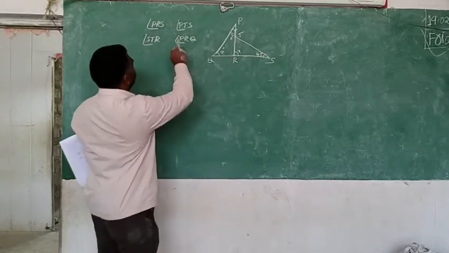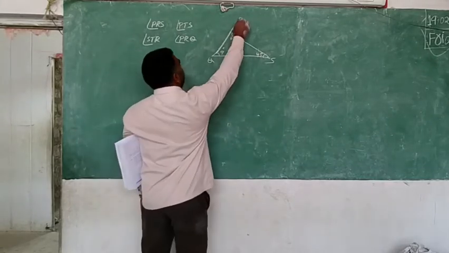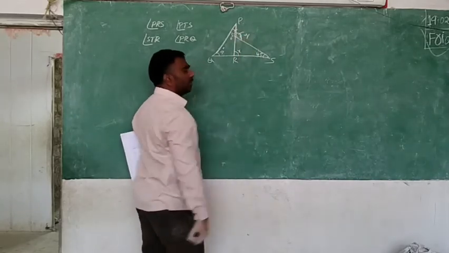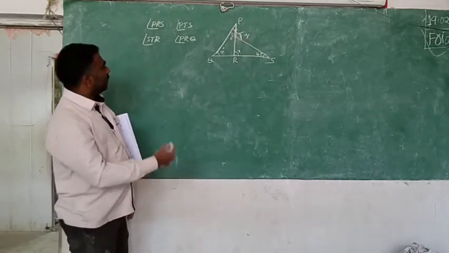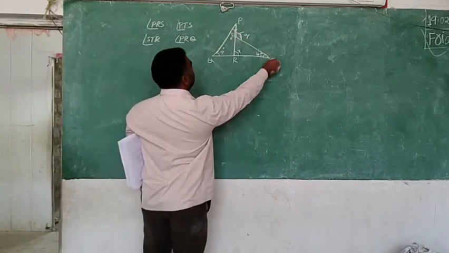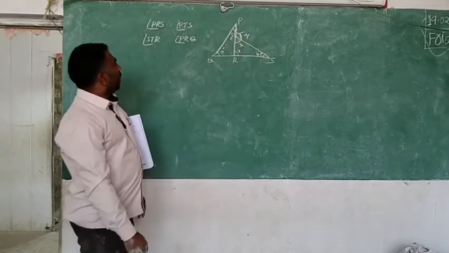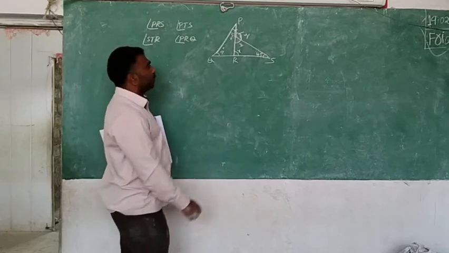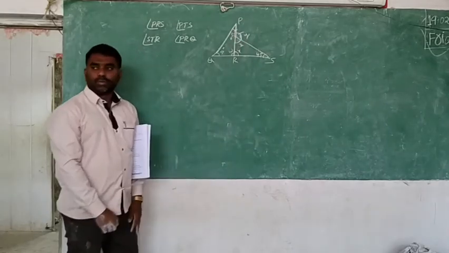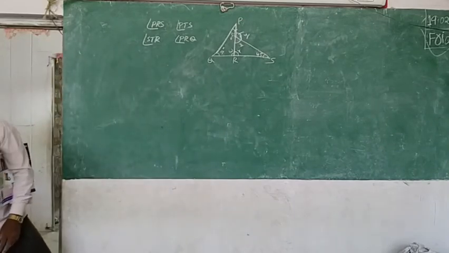Okay. Next, PTS. Where is PTS? PTS. This is Y, I am thinking. Next STR. SPR. Z, I am thinking. PRQ. PRQ. Okay. Now, what should we do?